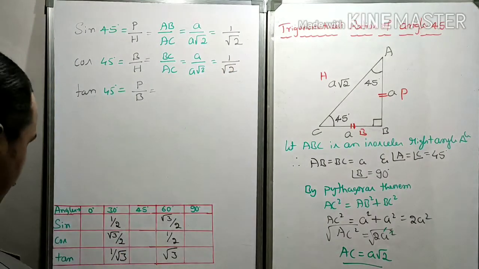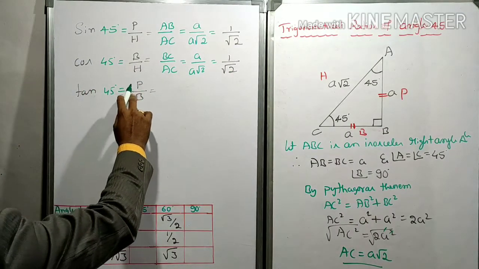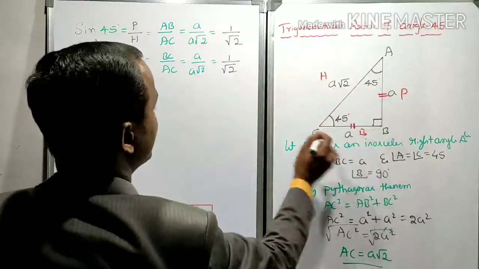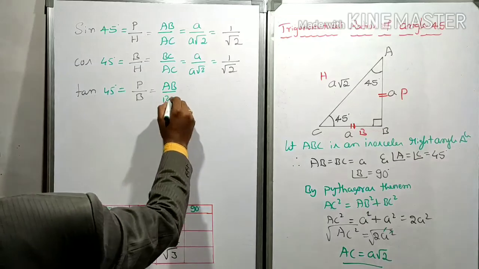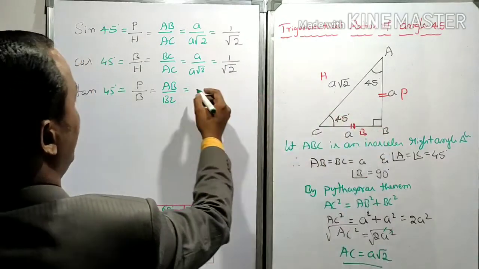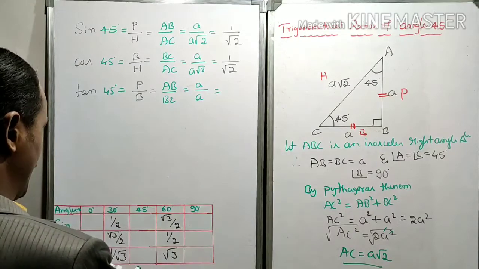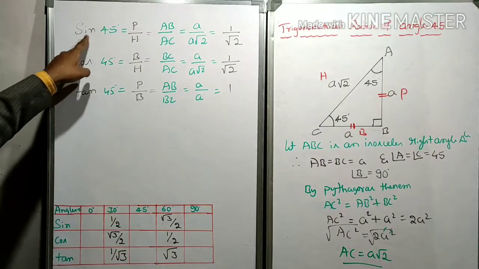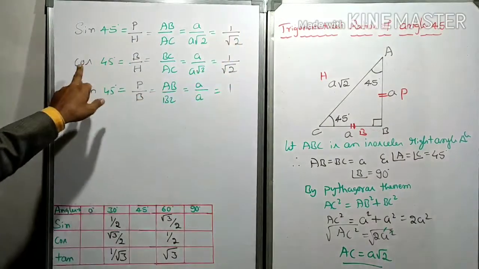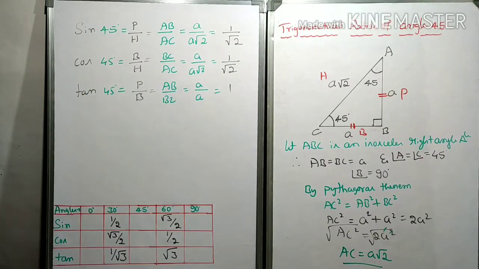What next step? Then I am finding tan 45 degree. The perpendicular length is AB, the base length is BC. Substituting AB length a and BC length a, a and a cancel. Don't write 0, write 1 only, dear children. Now sin 45 degree is 1 upon root 2, cos 45 degree is 1 upon root 2, tan 45 degree is 1. Easy, is it not, dear children? You should watch this explanation once, twice, thrice.